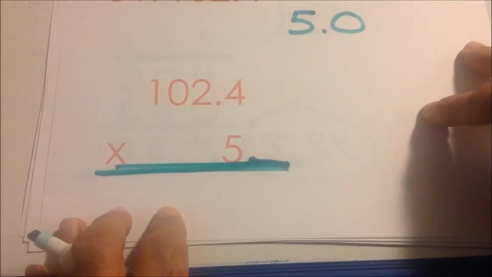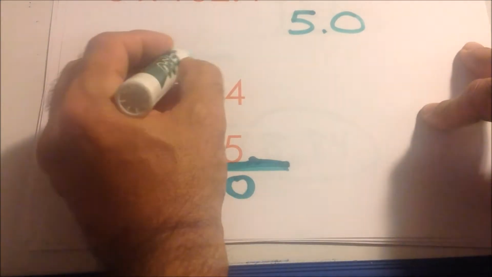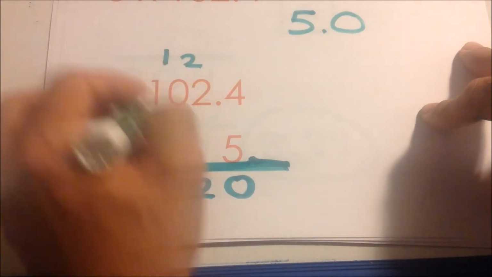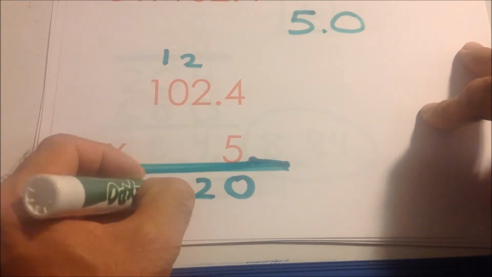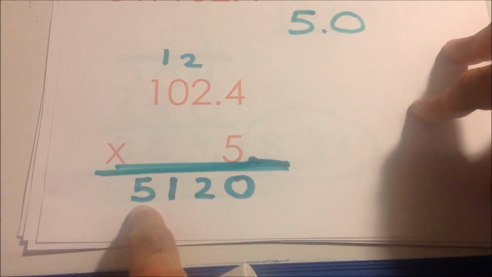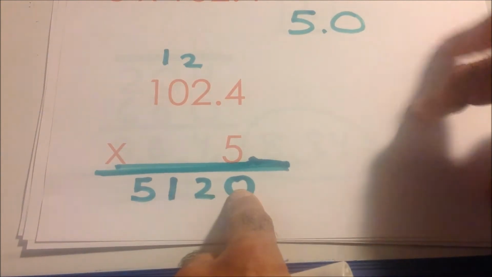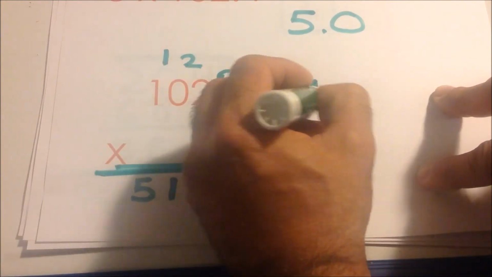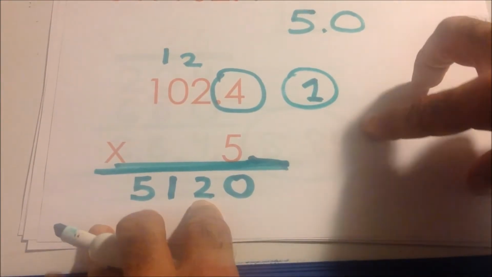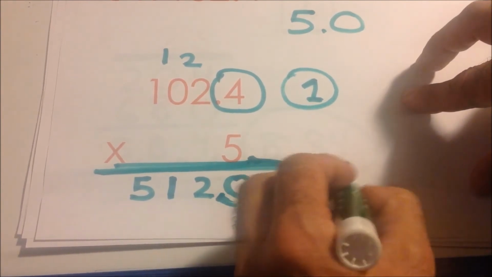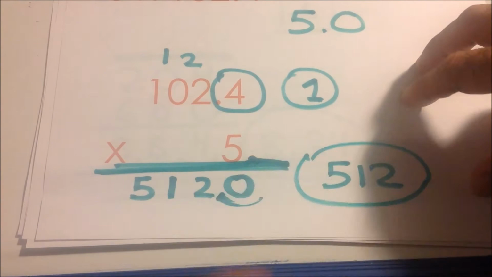So now we just multiply. What's 5 times 4? 20. 5 times 2 is 10 plus 2 is 12. 5 times 0 is 0, plus 1 is 1, and 5 times 1 is 5. Okay, so now we have 5,120, but we have to count the decimal places. There's only 1 decimal place right there. So we're going to move from the last number once, and our answer will be 512.0. The product is the answer to multiplication.